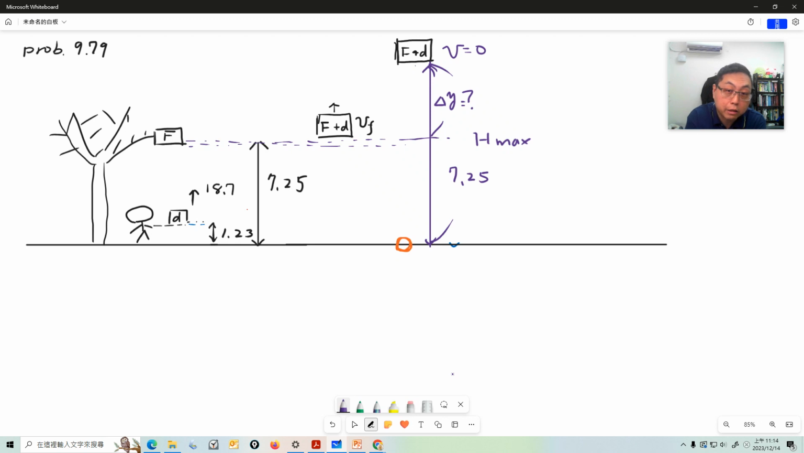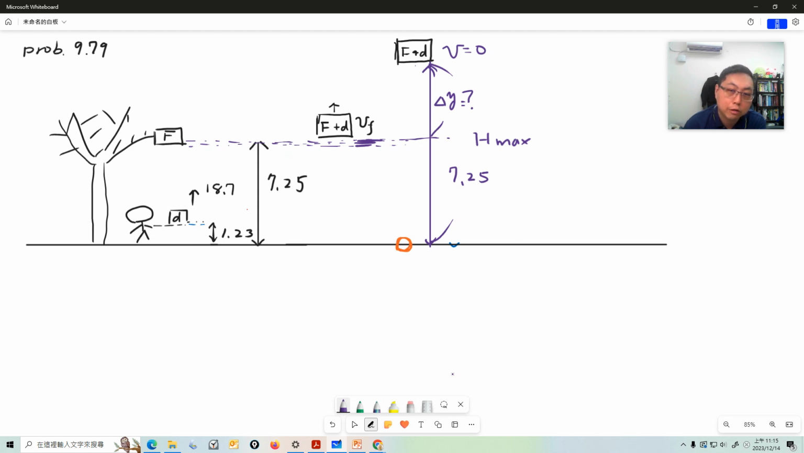Remember to use the kinematics equation. To calculate the distance for this part, you need the velocity at the initial position and the final position. The final velocity is zero, but we don't know the velocity right after the inelastic collision. So we have to figure out the velocity right after the inelastic collision, because without it we cannot calculate the distance delta y. So how do we calculate it?